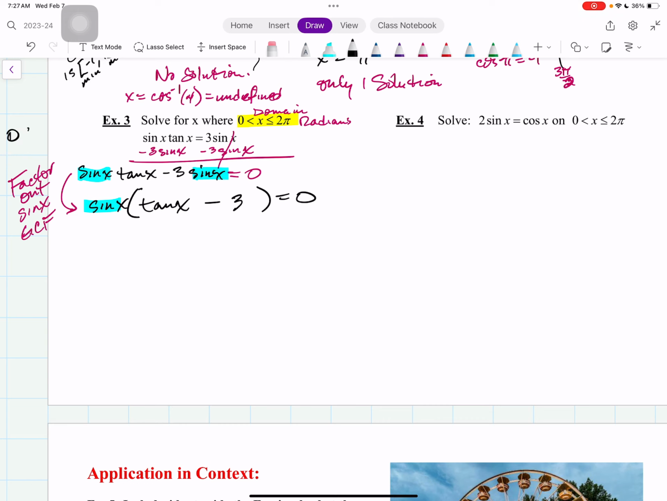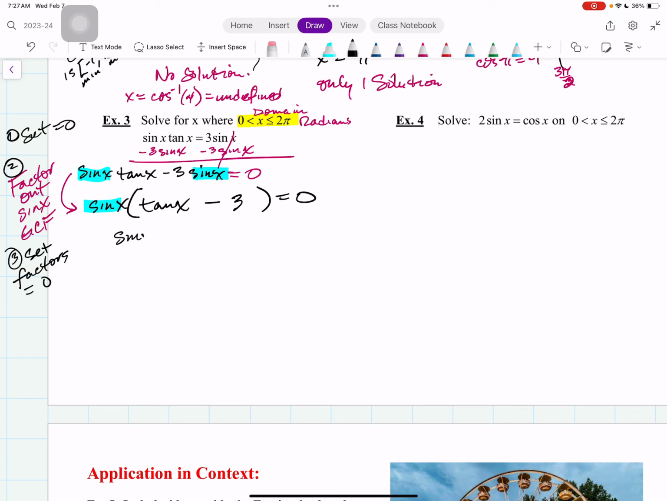So step one, we set equal to 0. Step two, we factored out the GCF. Step three, we set the factors equal to 0. So set the factors, these binomials are called factors, equal to 0.